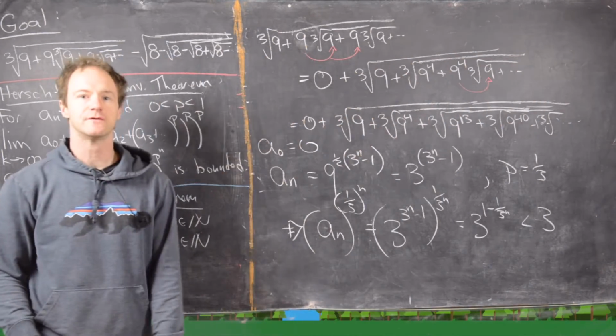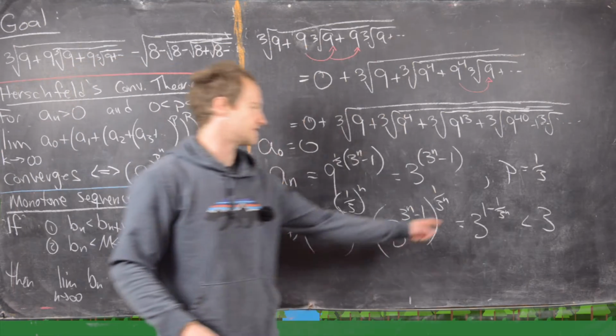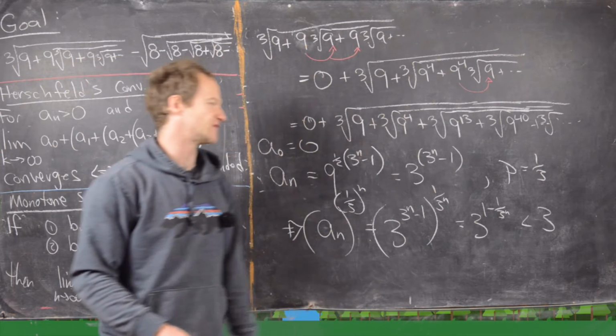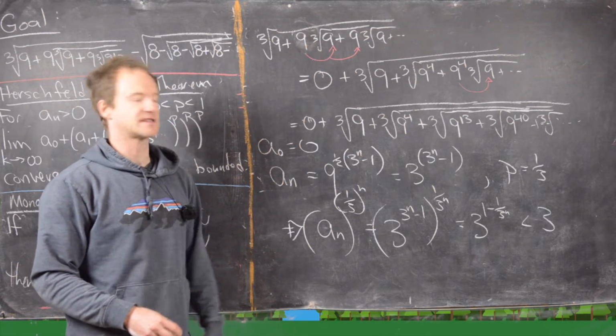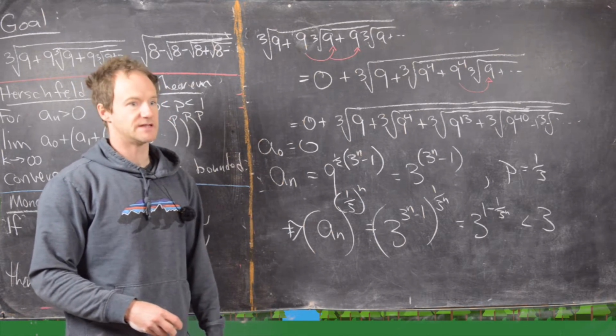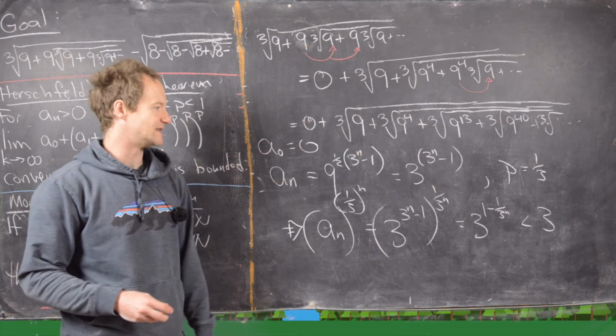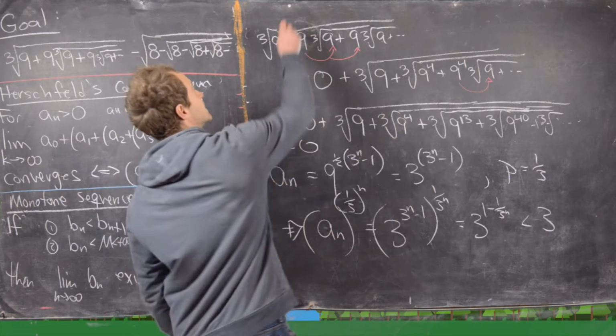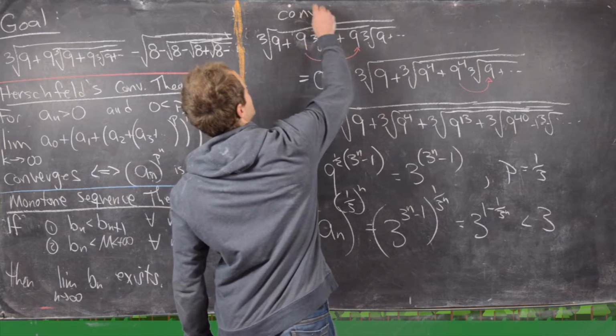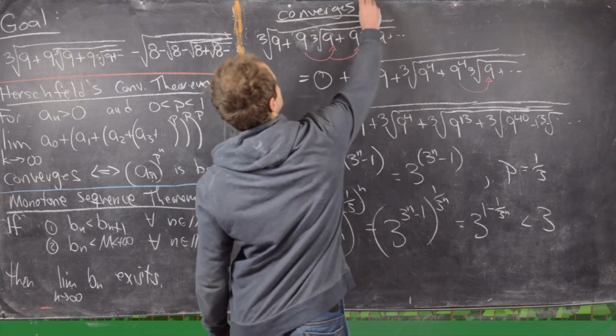And that's going to be true for all n, because notice it has an exponent which is a little bit less than 1. And then obviously it's always positive, so that means it will always be bounded below by 0 and above by 3. So that means this thing does converge. So here we can write up here that this thing converges.